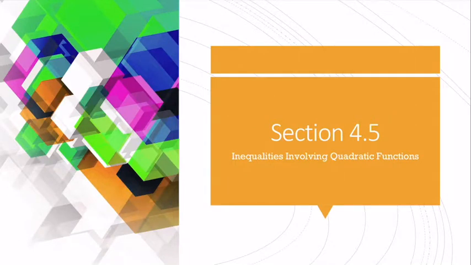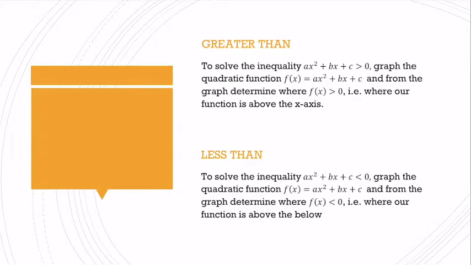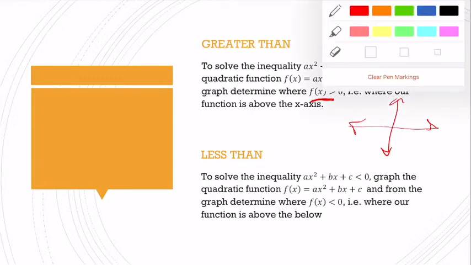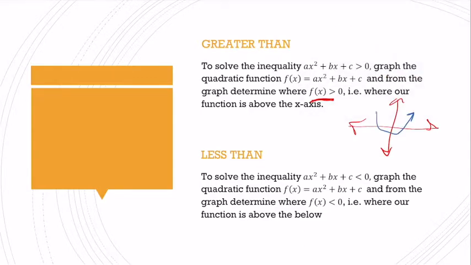Okay, so the last section of chapter 4 is section 4.5, which is inequalities involving quadratic functions. To solve an inequality, ax squared plus bx plus c is greater than 0, what we can do is graph the quadratic function, and from this graph determine where f of x is greater than 0, i.e. where our function is above the x-axis. That would be the area right here and right here.